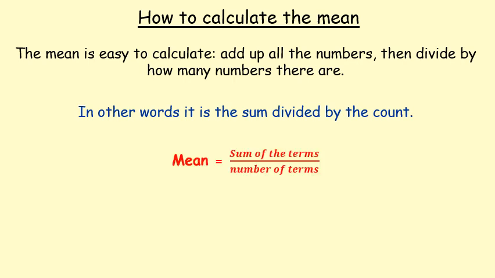This is the really important part, so please pause the video and make some notes so that you have this formula, the bit in red, written down. The mean is the sum of all the terms, all pieces of data, divided by, that's what that line means, by the number of terms. Really important, so pause the video, note this down now.